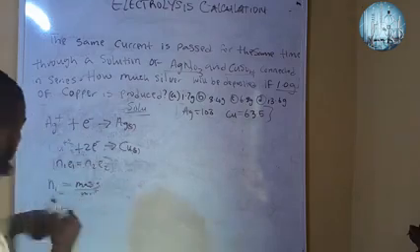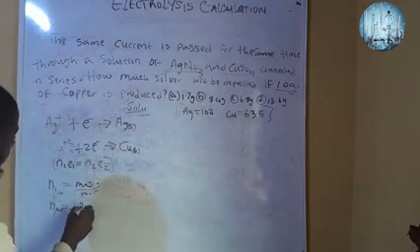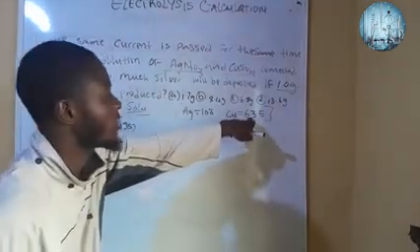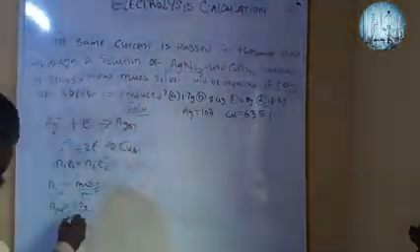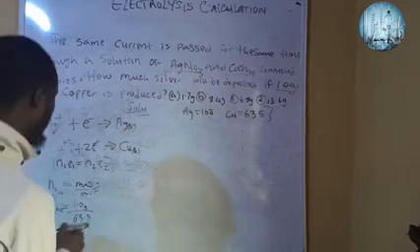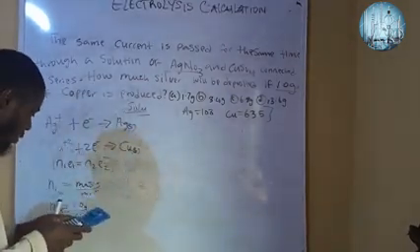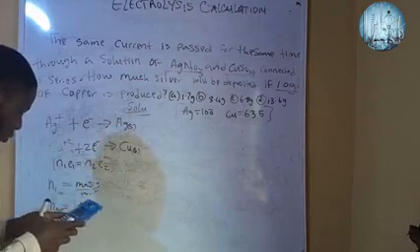What's our mass in this case? 1.0 grams. We divide by what now? What's our molar mass in this case? Molar mass of copper in this case is 63.5. So if you do the math correctly, you should have something of this sort. So now 1.0 divided by 63.5.